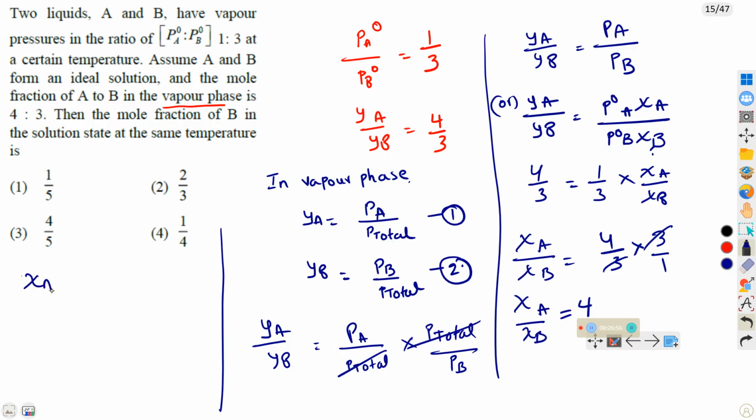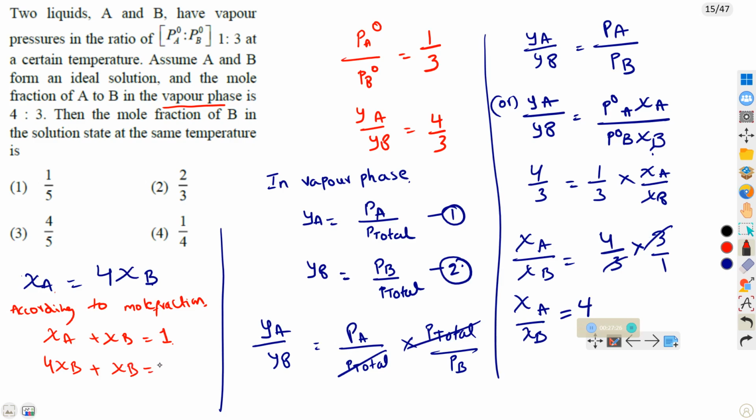Based on this, mole fraction of A is equal to 4 times mole fraction of B. We know that according to mole fraction, XA plus XB is equal to unity, 1. XA is equal to 4XB. 4XB plus XB is equal to 1. 5XB is equal to 1. Then XB is equal to 1 by 5. So the first option is correct.